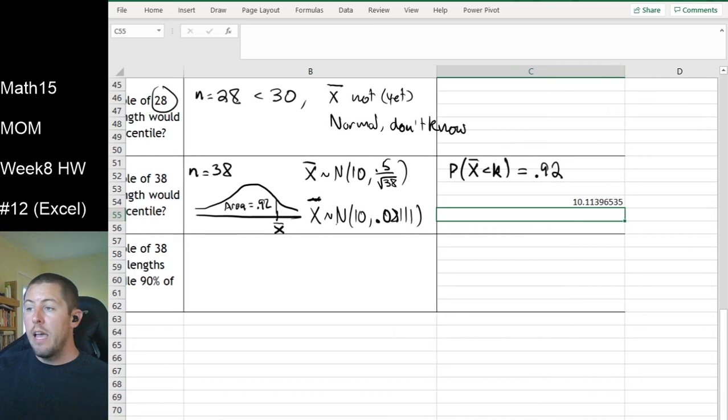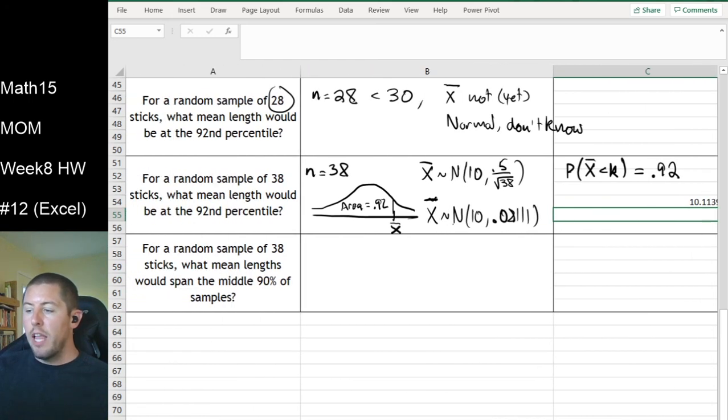So this would be to say, if you get an average length of your 38 sticks to be 10.11 meters, or centimeters, whatever we're measuring in here, right? Then that would be larger than 92% of all of the samples of 38 sticks that we would end up seeing out there. So we did an inverse computation here because we knew the probability, but we didn't know the value that is associated with that probability, the x values of interest there.